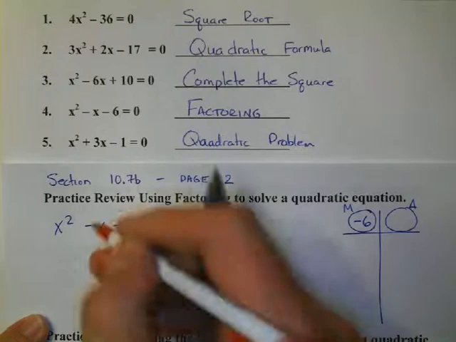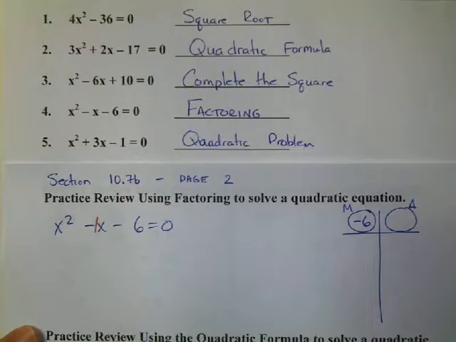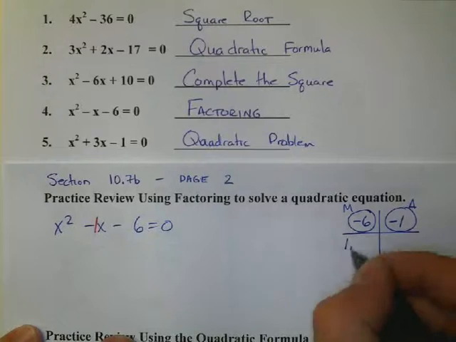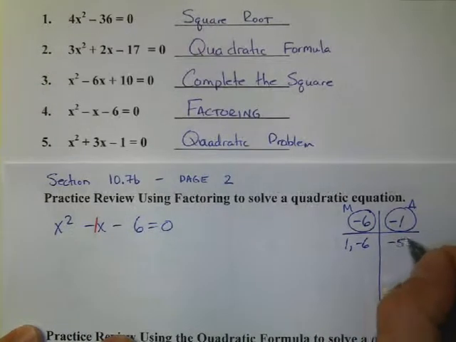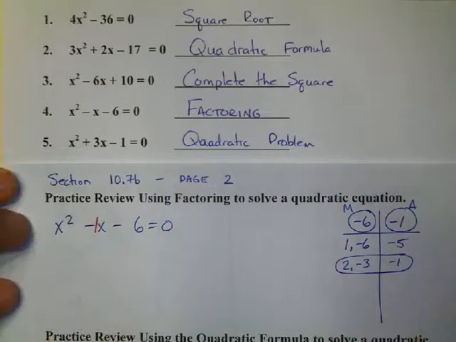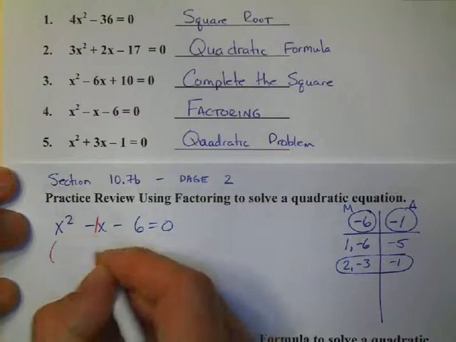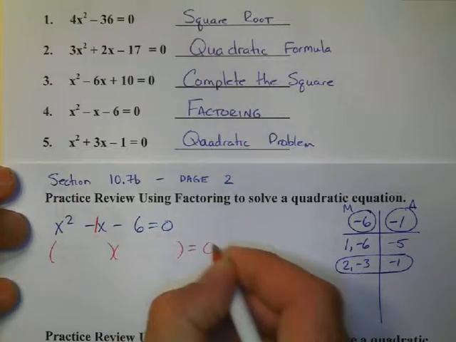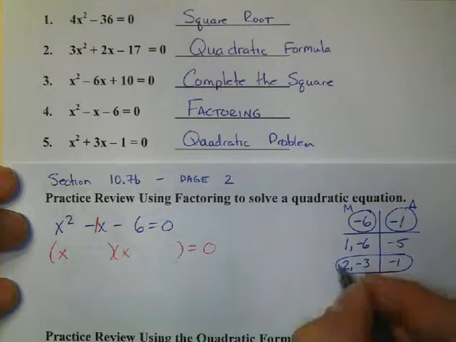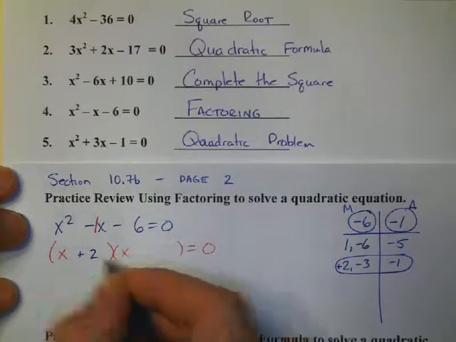What multiplies to the first term and adds to the middle, and we'll choose our answer. So it multiplies to negative 6, and then we have to remember there's really a 1 in front of the minus 1x. So 1 times negative 6 is negative 5. 2 times negative 3 is negative 1. That's our answer. So those will lead us to our factors.